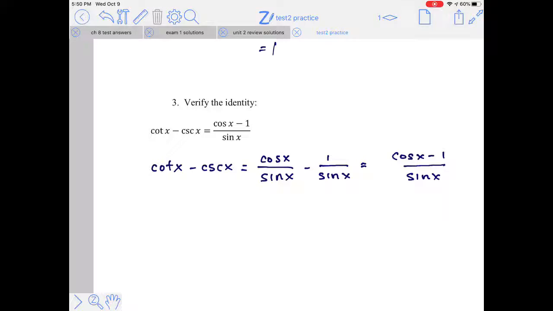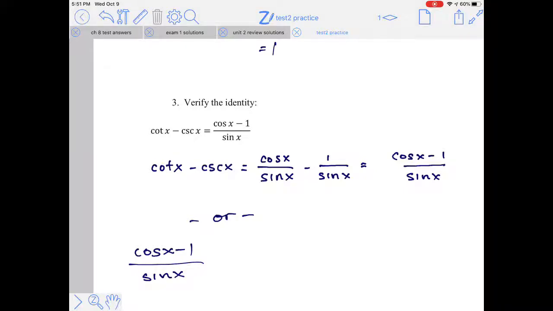Just curious, did anybody start with the right side? You started with the right side? How did that look? Let's do this. If we start with the right side, what could we do there? Just cosine x over sine x and minus 1 over sine x.